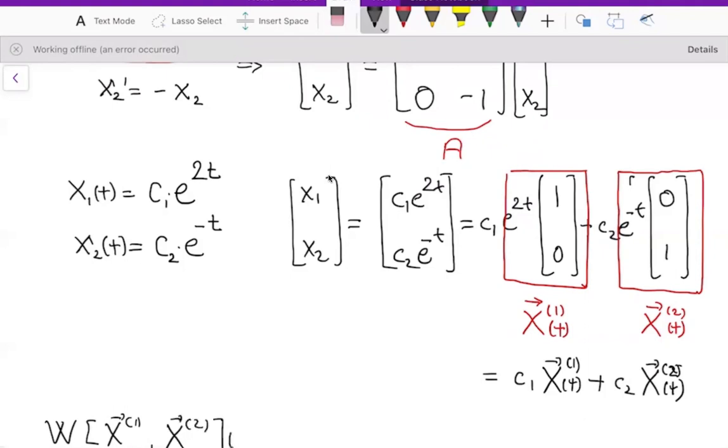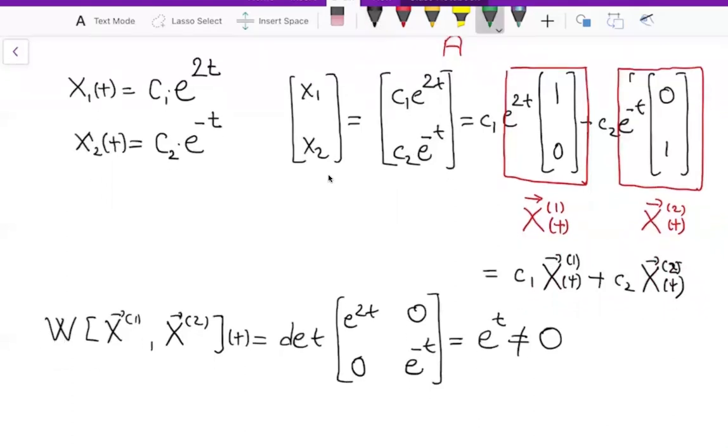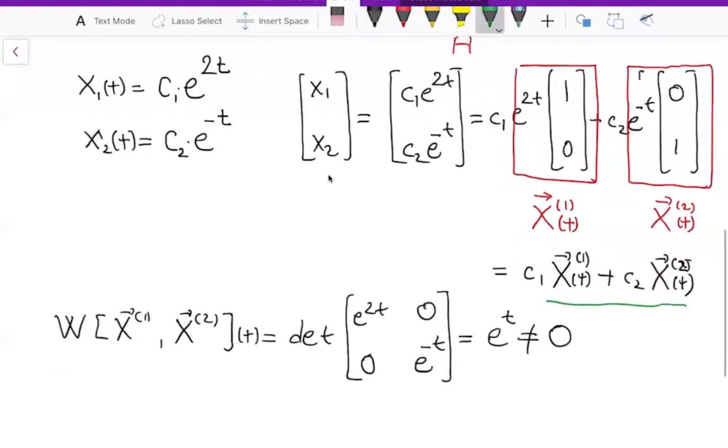x2 t. This is, as you know, the determinant of these things. So if you write these solutions, we have e to the 2t, 0. This is the first solution. 0, e to the minus t. If you take this determinant, it's going to be e to the t, which is never 0. So for any value of t, this determinant is not 0, so they are going to be linearly independent. So that's the reason I can call this my general solution. Okay, this is the general solution.